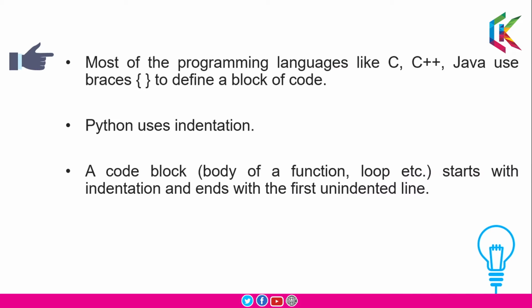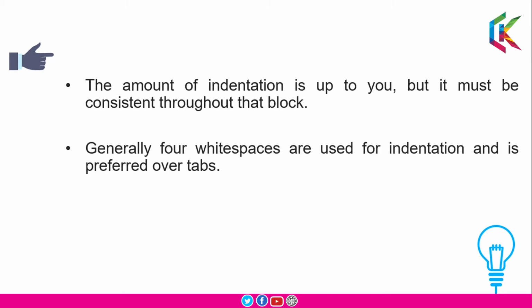So most of the programming languages like C, C++, Java use braces to define a block of code, but Python uses indentation. And a code block, just like a body of a function, loops, class, starts with the indentation and ends with the first unindented line. The amount of indentation is up to you, but it must be consistent throughout that block. Okay, and generally four white spaces are used for indentation, and it is preferred over tabs.